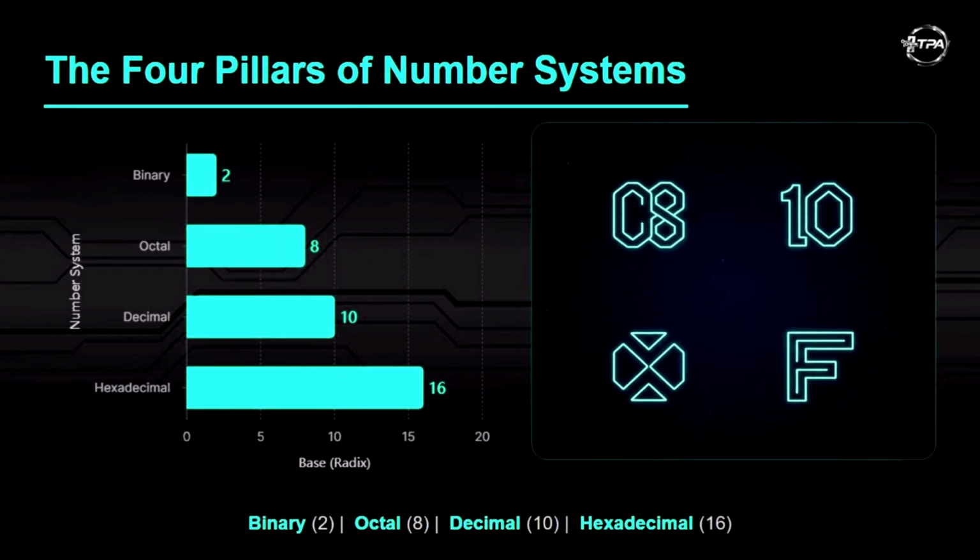4 pillars of number systems. There are 4 main number systems used in digital electronics. Binary system with base 2. Octal system with base 8. Decimal system with base 10. Hexadecimal system with base 16. Each system has its own purpose. Humans mainly use decimal, but computers use binary.